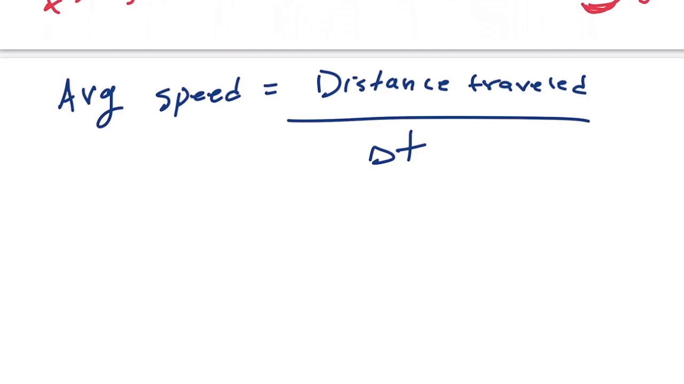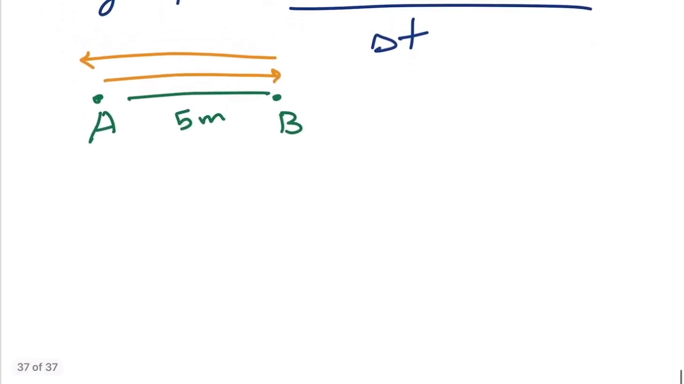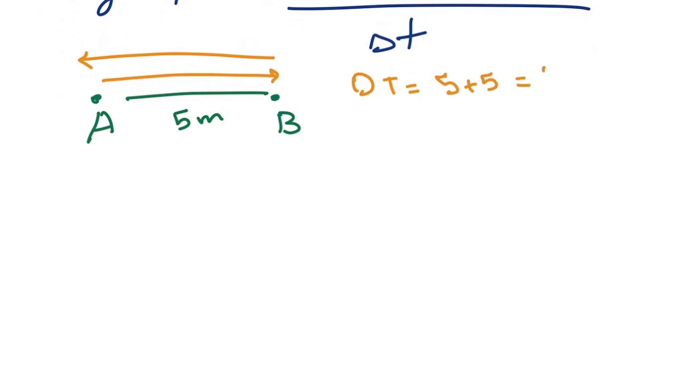So let's say I am running from point A to point B, and this is 5 meters. So I go from A to B, and then I come back from B to A. What is my distance traveled? Distance traveled is equal to 5 plus 5, or 10 meters. But what is the displacement? Displacement is 0 because I came back to where I started.